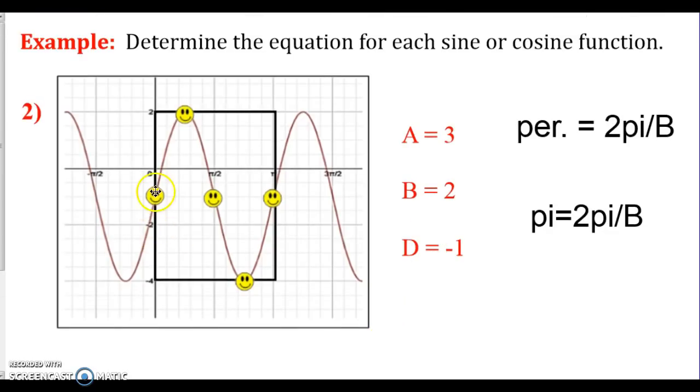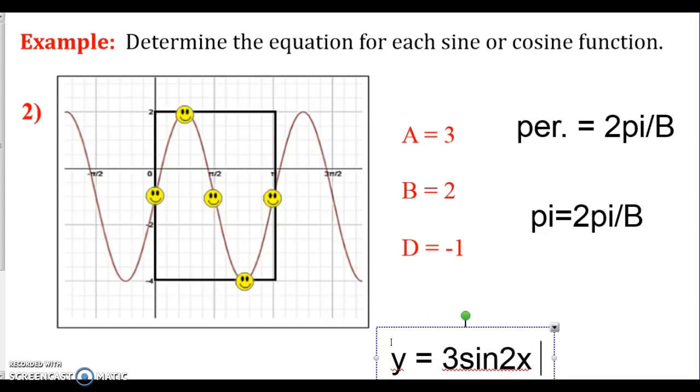Well, now that I have my a, b, and d values, I have to distinguish, is this a sine or a cosine? I'm starting off on the midline here, so that's a dead giveaway. We have a sine curve. So the equation for this bad boy is going to be y equals positive 3, because we're going up in the positive direction from that midline, positive 3 sine of 2x minus 1. So just by taking a look at the graph and figuring out those key pieces of info, we are able to build each one of these little variables into our equation.